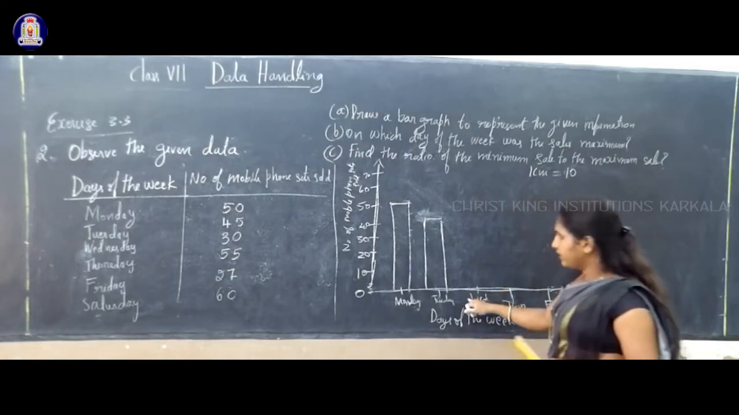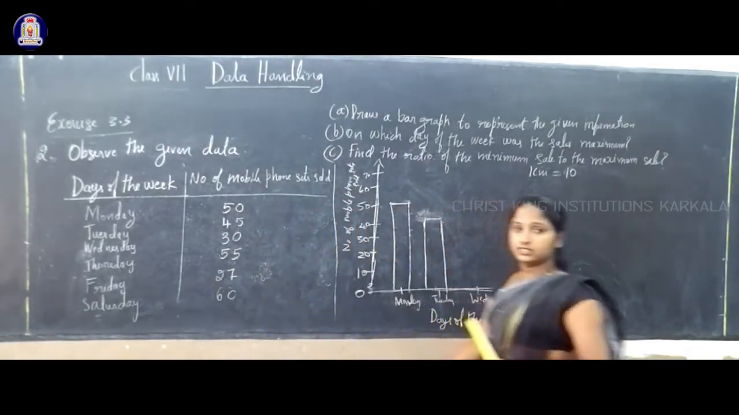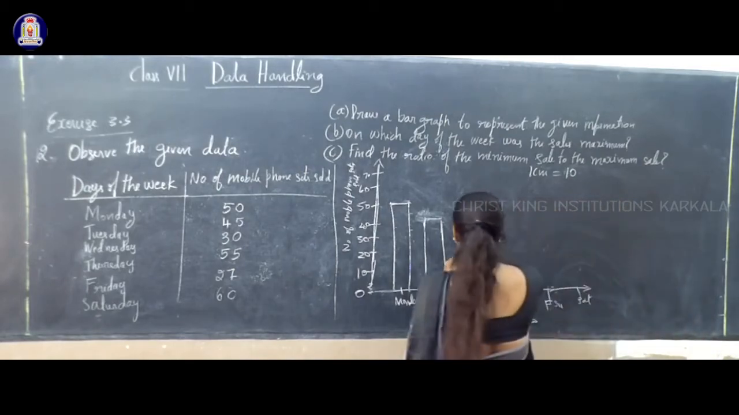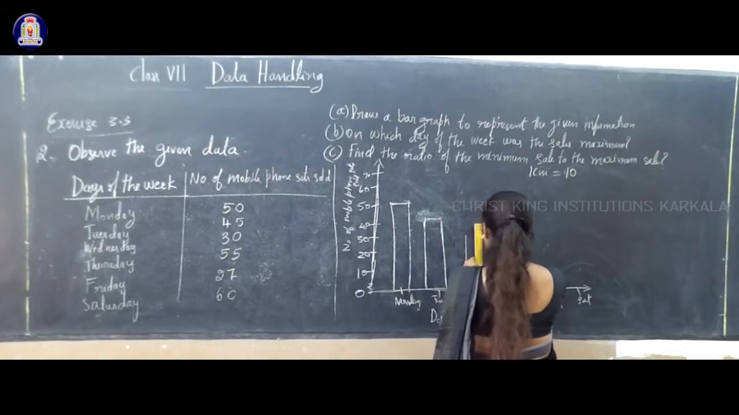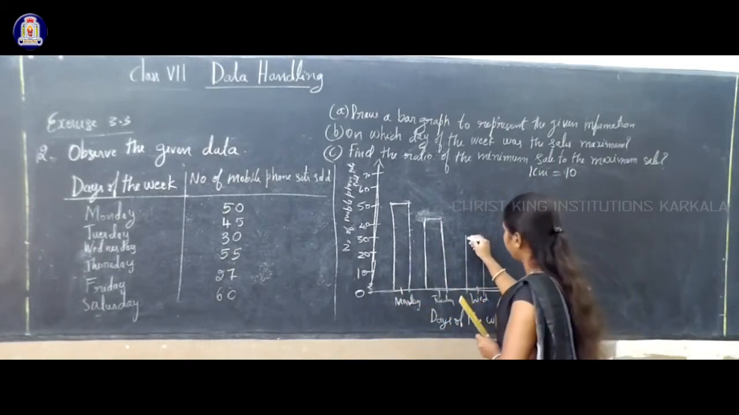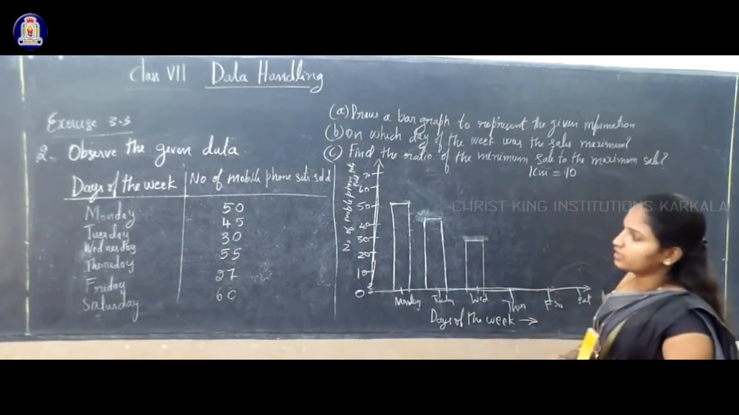Next, Wednesday, how many mobile phones are sold? That is 30. So on Wednesday, 30 mobiles sold. The width should be the same, equal width you have to take. Okay, this is 30, the number of mobiles sold on Wednesday.